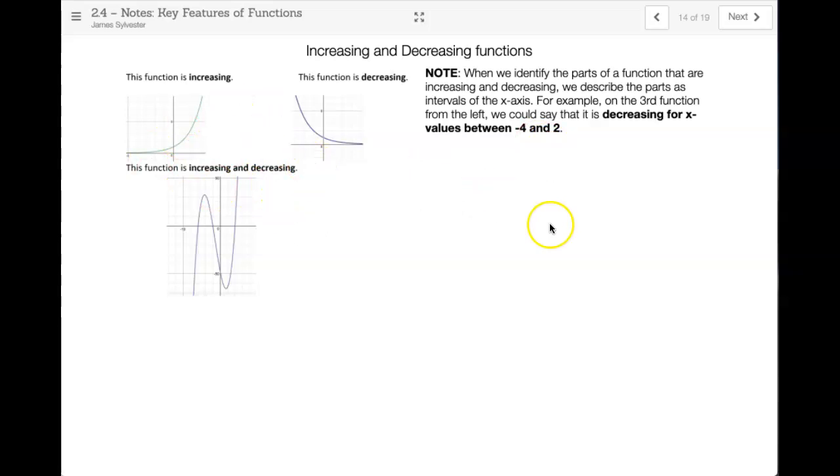Next, we're talking about increasing and decreasing. When we identify the parts of a function that are increasing and decreasing, we describe the parts as intervals of the x-axis. We normally do use the x-axis. So for example, on the third function, this one down here, we could say that it's decreasing, going down from negative 4 to 2. So let's do a couple of these.